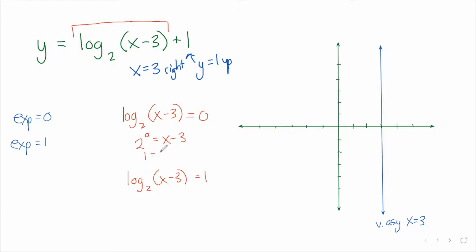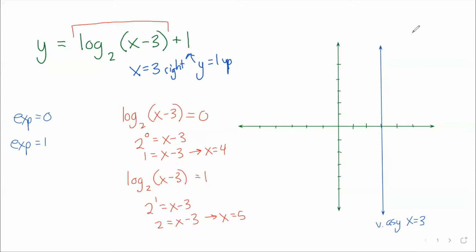So that would be 2 to the 0 equals x minus 3, so 1 equals x minus 3, and therefore x equals 4. And we can have 2 to the 1 equals x minus 3, 2 equals x minus 3, and therefore x equals 5. And so the way of thinking of this is if you have log base 2, you want the places where this thing is 2 to the 0 power, and then where this thing is 2 to the first power.